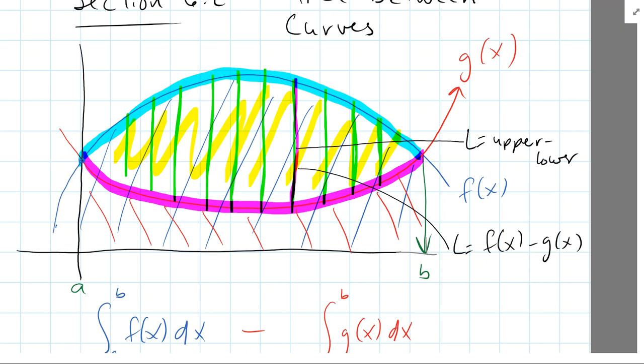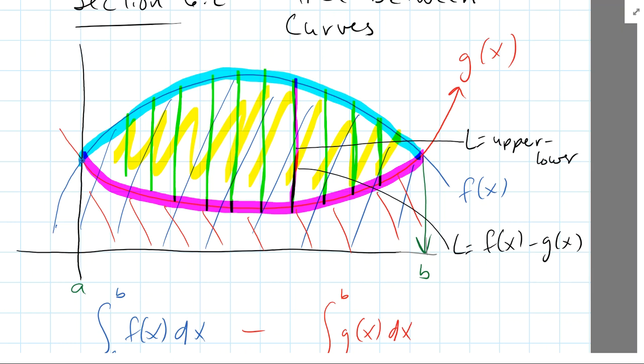Okay, so it's always upper minus lower. Now notice, are my cross sections perpendicular to the x-axis? Are the rectangles for my Riemann sum perpendicular to the x-axis? Yeah. So I'm doing everything in terms of x. It's perpendicular to the x-axis, it's upper minus lower, everything's in terms of x. So that's just the generic on how this stuff works.